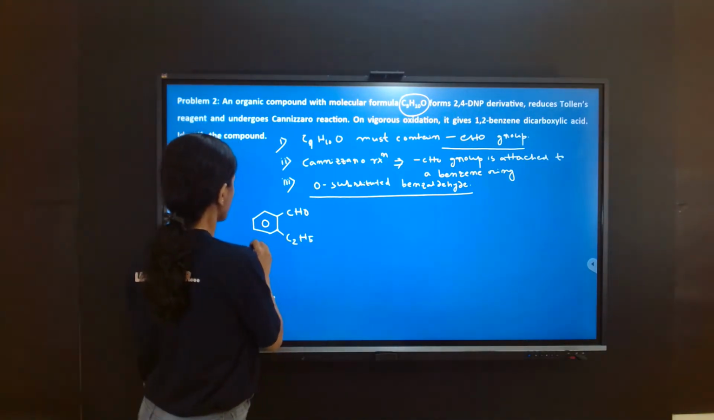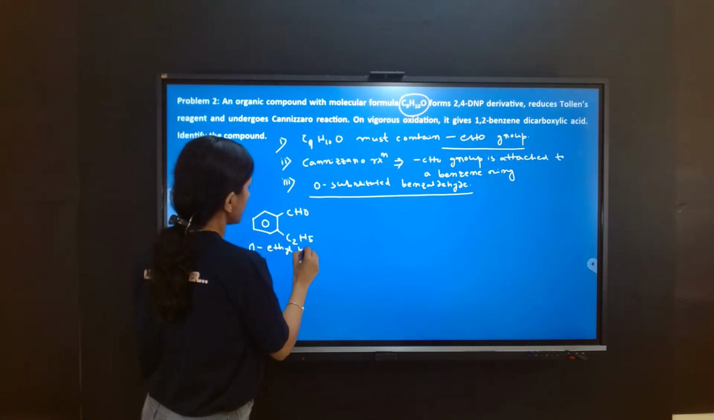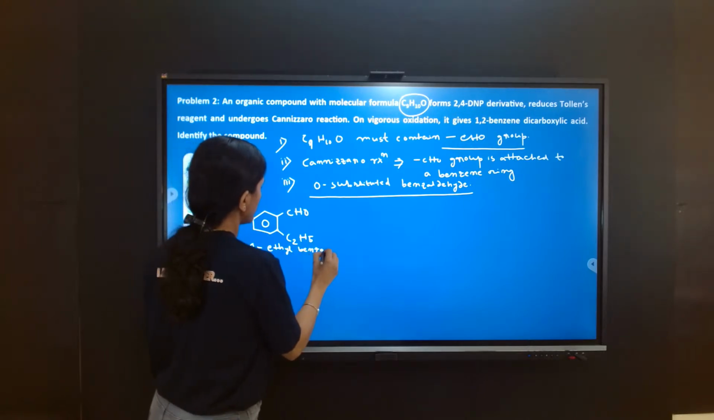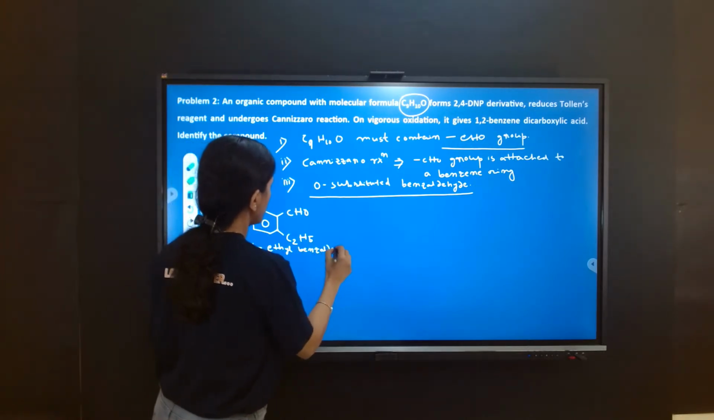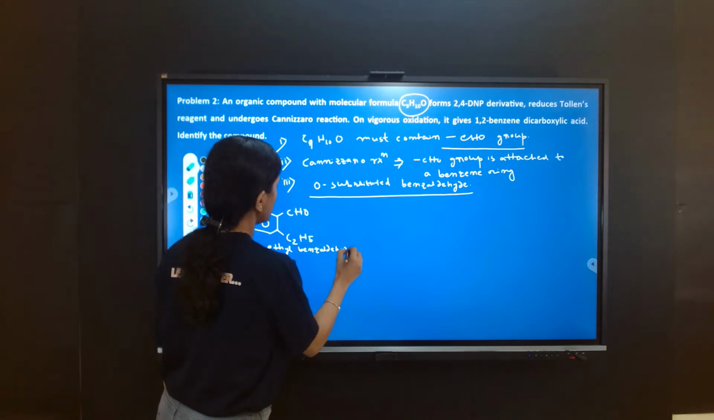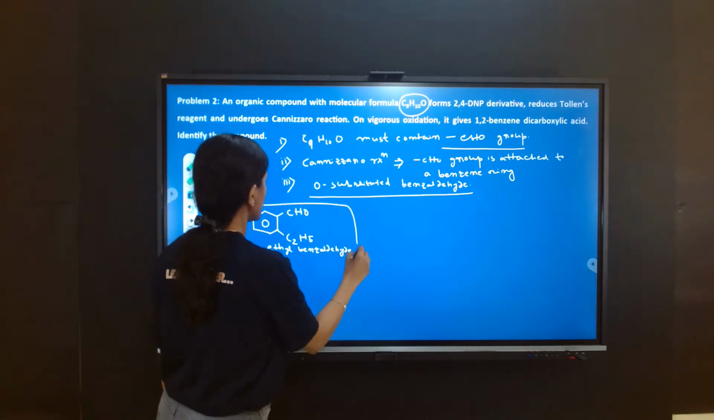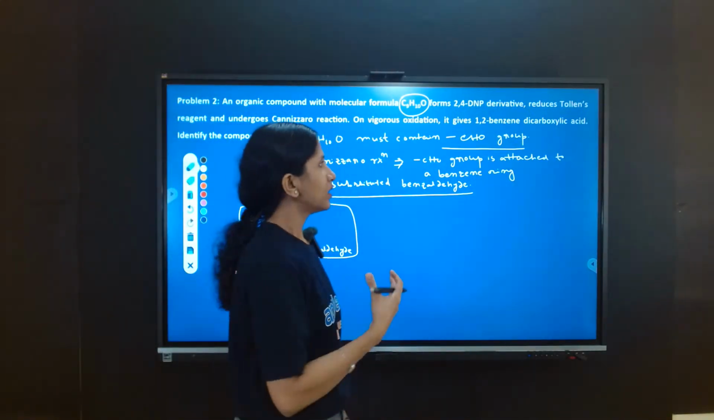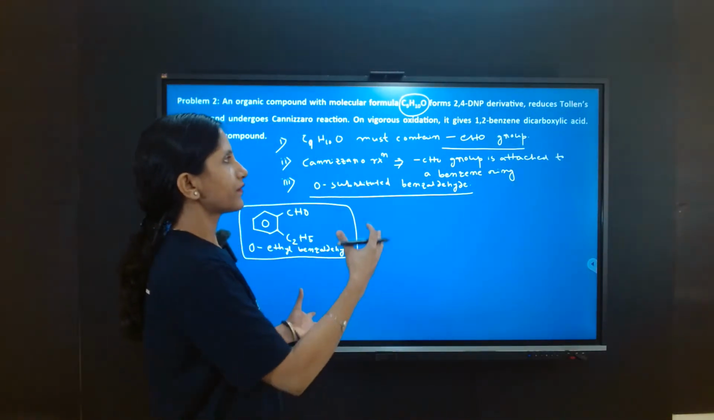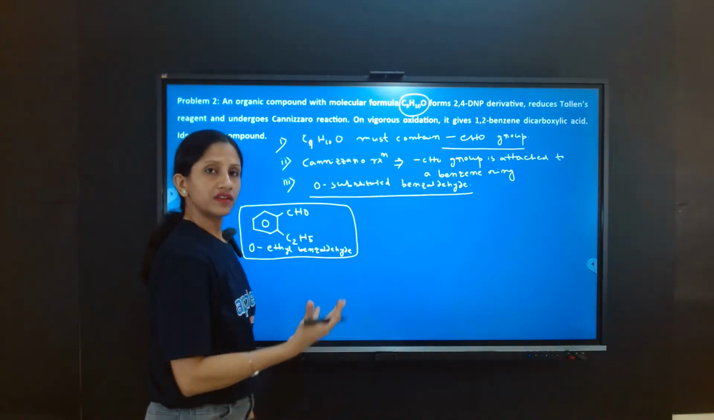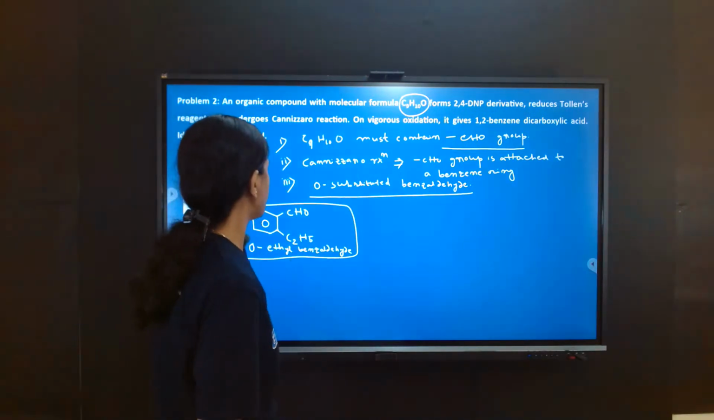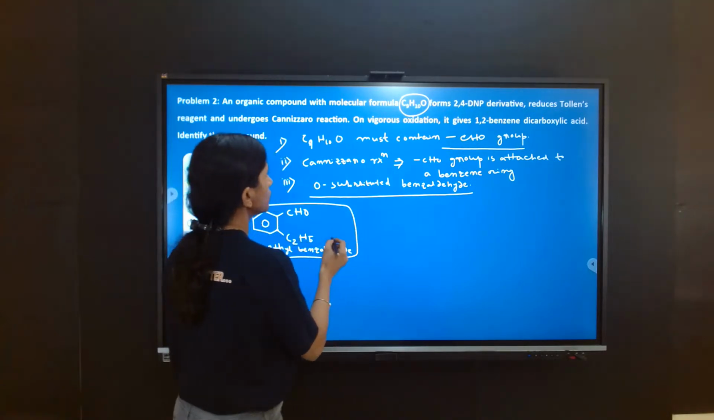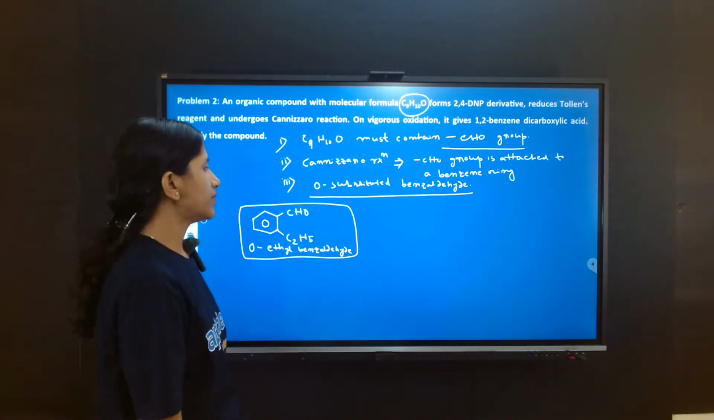What is the name? Ortho-ethyl benzaldehyde. We have already identified the structure of the given compound. Now, one by one, I will show you how this compound satisfies the conditions given in this problem. So now, consider this ortho-ethyl benzaldehyde.